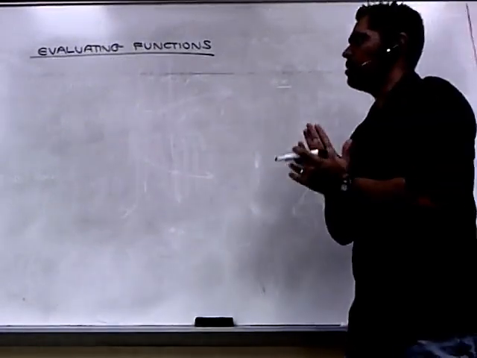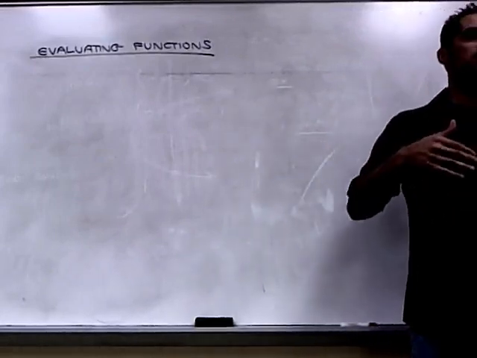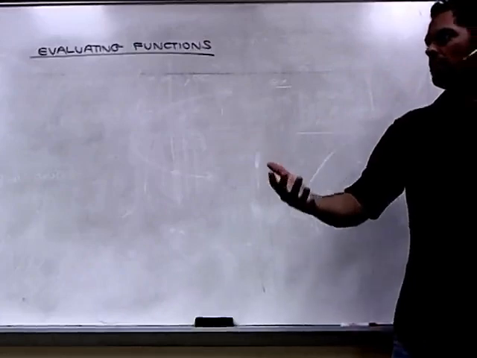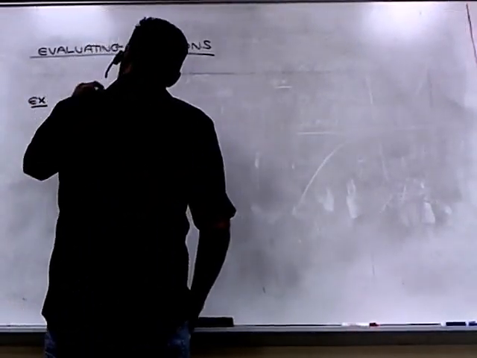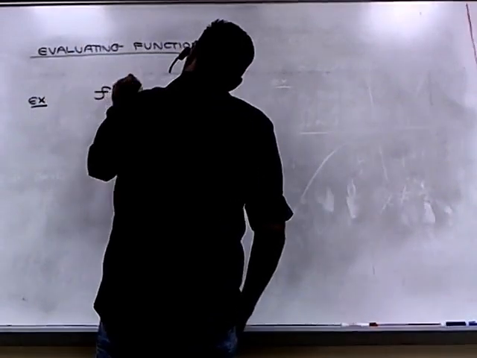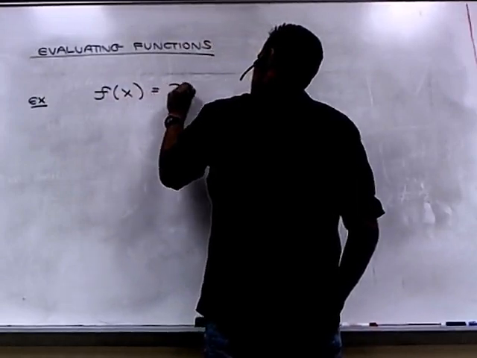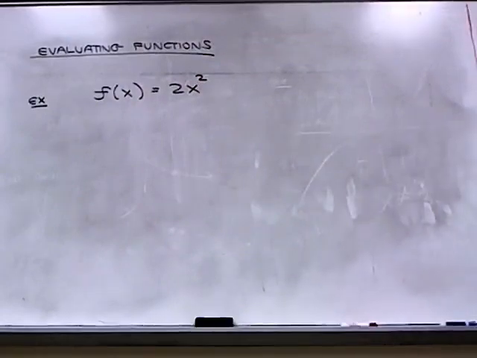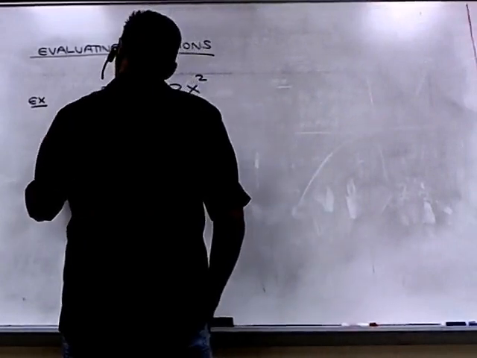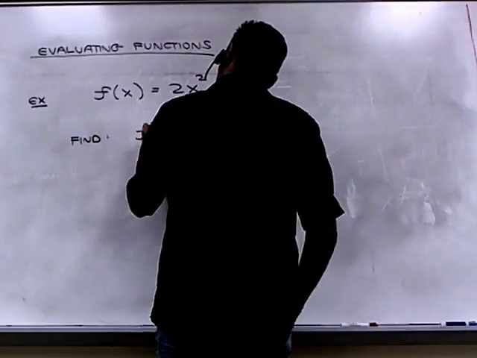So evaluating functions. All we want to do here is practice plugging things into functions and getting things to come out. That's all this is. So let's start with an example. Let's say I give you a function, f of x equals 2x squared. Start off pretty basic here. I would like for you to find, first of all, what is f of negative 3?